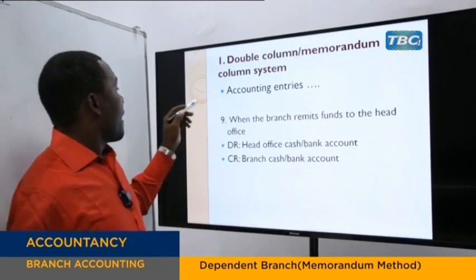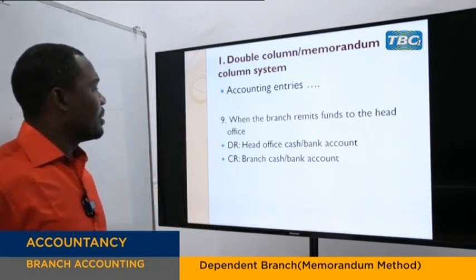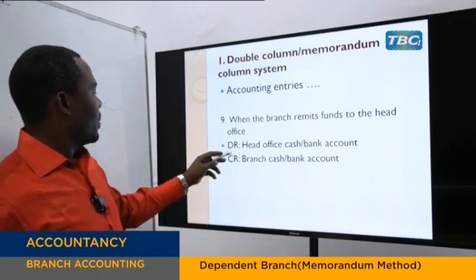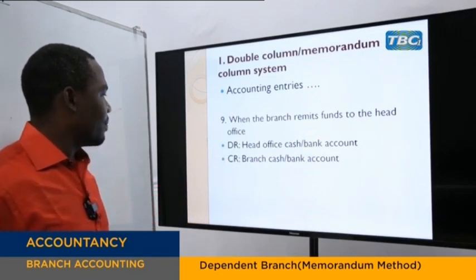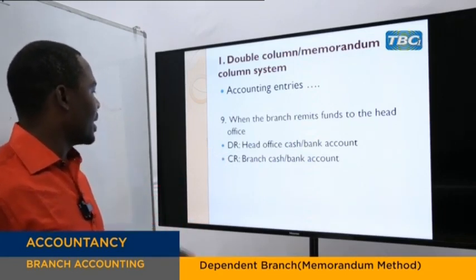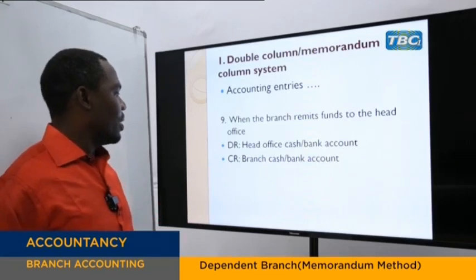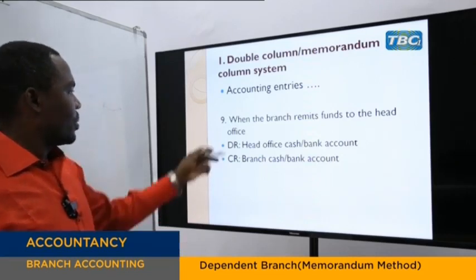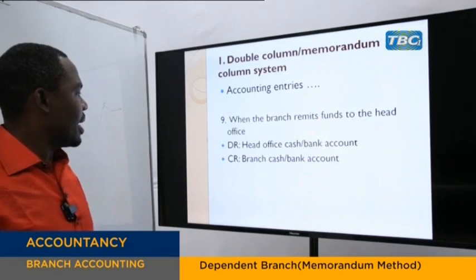So when the branch remits funds to the head office, we debit the head office cash or bank account, and we credit the branch cash or bank account. So this is for remittance to the head office.